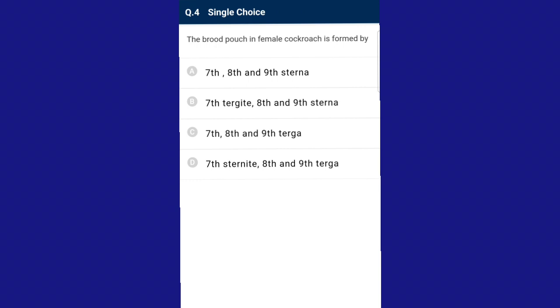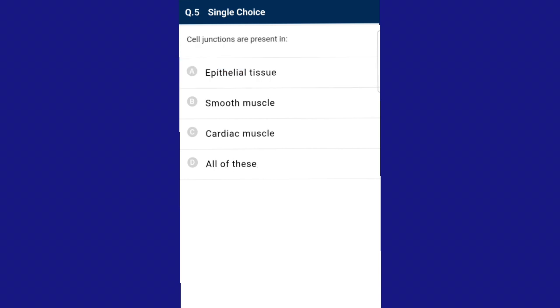Question number 4. The brood pouch in female cockroach is formed by. The brood pouch in female cockroach is formed by 7th, 8th and 9th sterna. So the answer for this question is option A. Question number 5. Cell junctions are present in. Cell junctions are present in epithelial tissue, smooth muscles, cardiac muscles. So the answer for this question is option D, all of these.